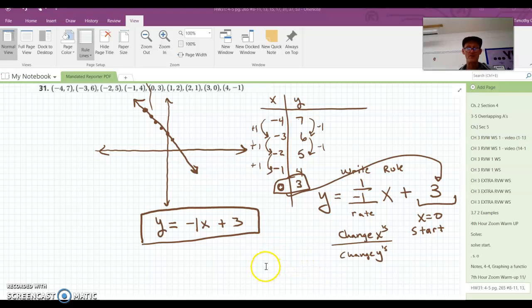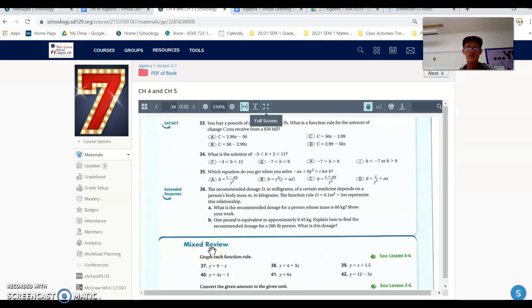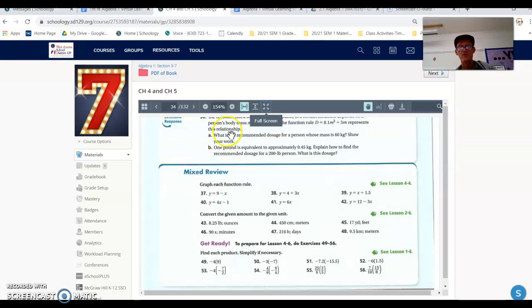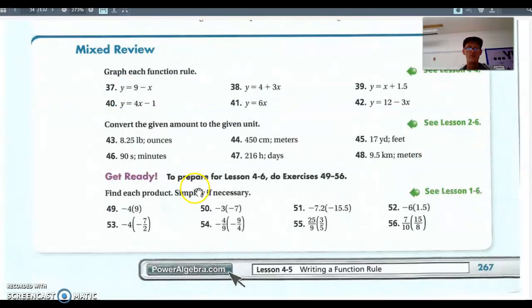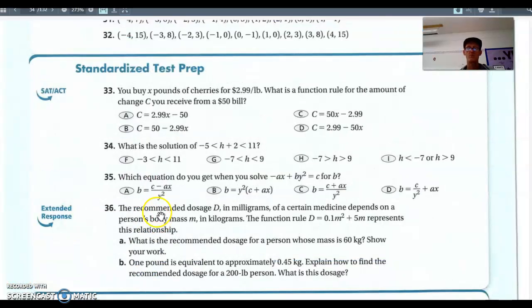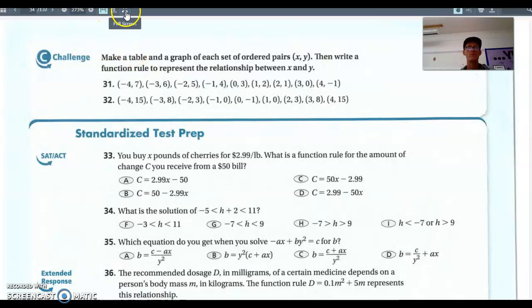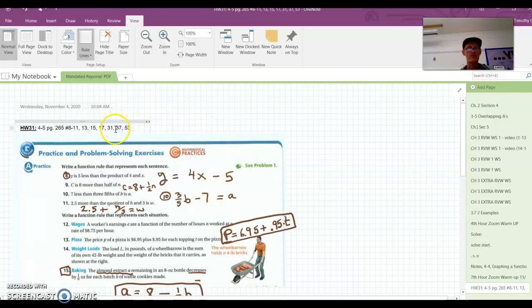Oh, wait, I have 2 more minutes, so let's see what we have. We also had 31, and then I think we had 37. Okay, so 37 is graph the function rule. We did that already. And then 53 is a product you can use your calculator for. So check the answer key for 37 and 53 when you do it. All right, so that's homework. That was homework 31. We missed 37 and 53, but those were review problems, and you can check your answer key for that.